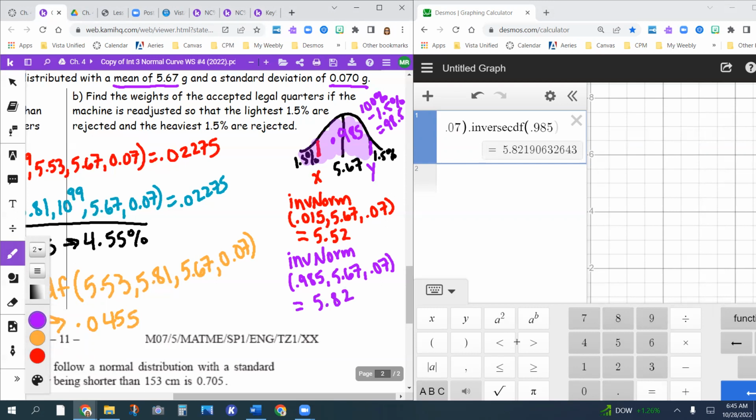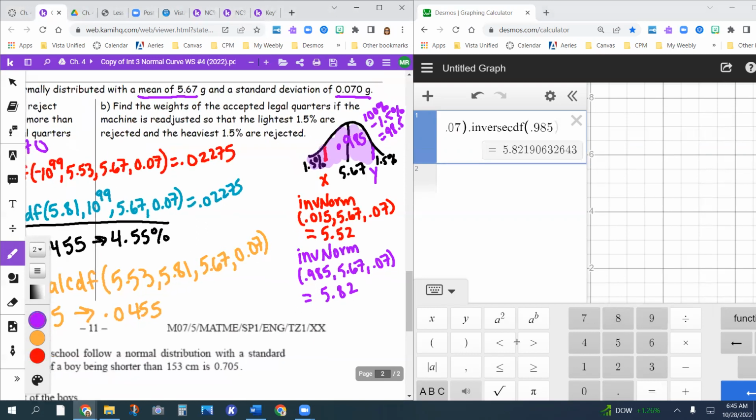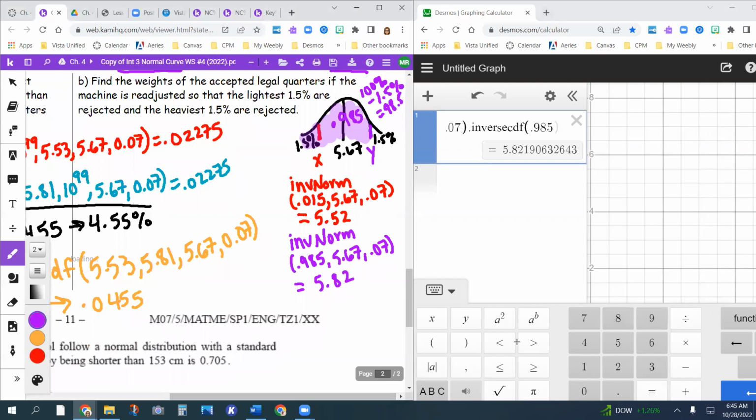So anything lower than 5.52 would be thrown out, and anything higher than 5.82 would be thrown out. So the accepted ones would be in between 5.52 and 5.82. Those would be accepted.